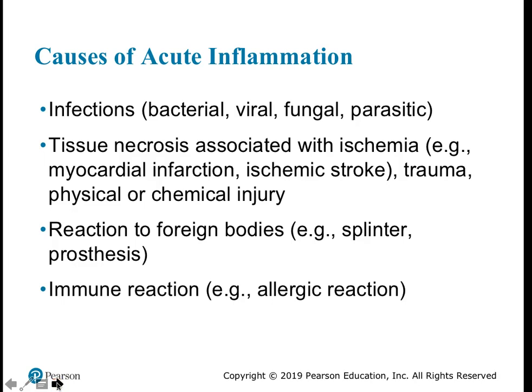Causes of acute inflammation. Infection. These are all microbes. Tissue necrosis associated with ischemia, I'm going to talk about later when we talk about cardiovascular, so I'm not going to talk at length about that here. Reactions to foreign bodies. I pick something up, I get a splinter, that is a foreign body. And allergic reactions, which are actually based in immune reactions.